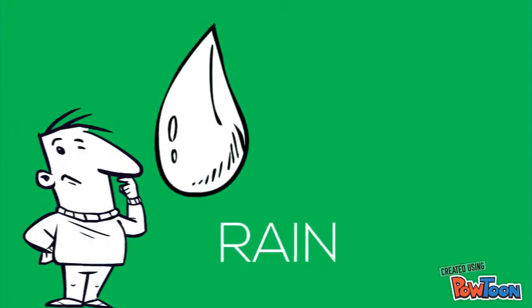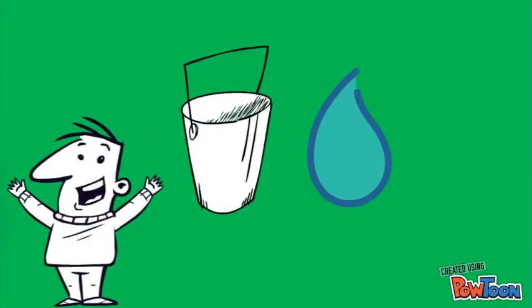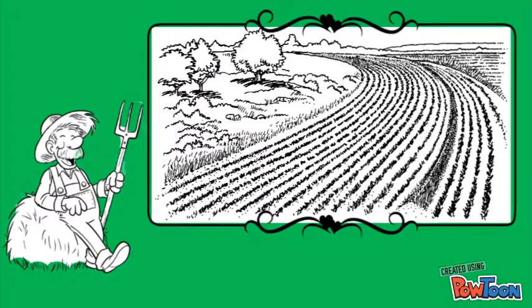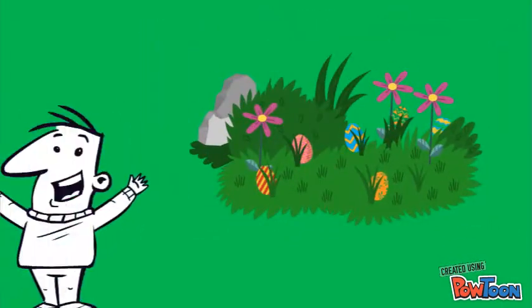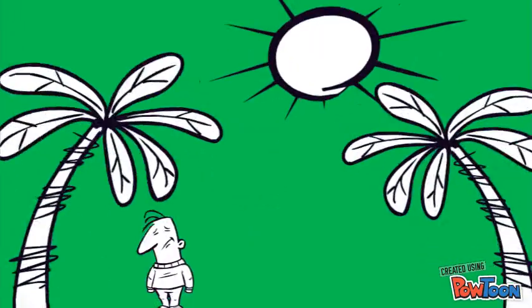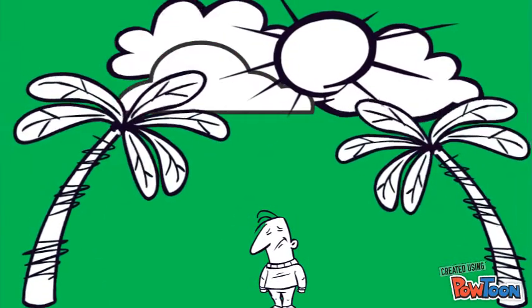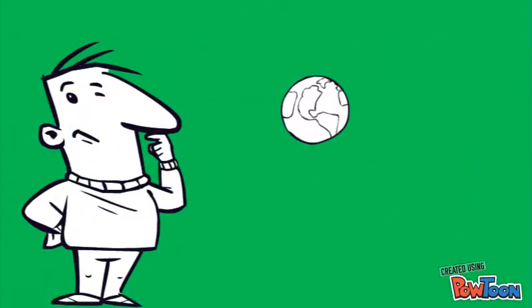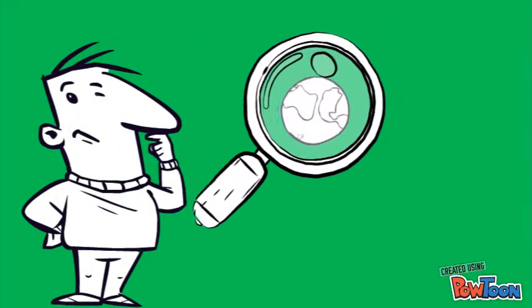We all know that rain is good for our planet. It gives us fresh water to drink, helps farmers grow crops, keeps everything green and lush, and is fun to run around in. Did you know that without rain, most of our planet would be like a desert? That's a scary thought. Now, we're going to find out all about rain and how it's formed.